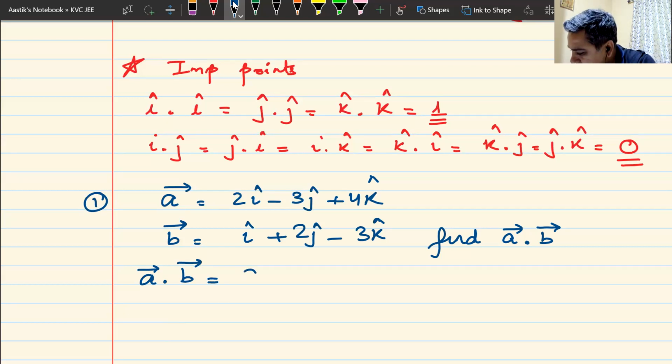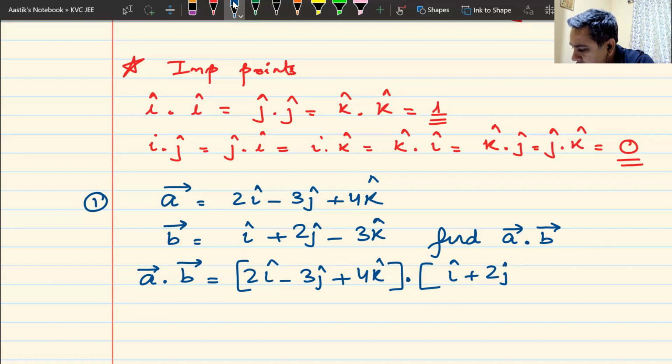This is simple maths. 2I minus 3J plus 4K, we have to dot it with I plus 2J minus 3K. I hope you remember this. So basically, you have to multiply these two. I dot I is 1, J dot J is 1, K dot K is 1, rest everything is 0. So if I dot these two, what will I get? Anyone with an answer? So this 2I will get dotted with I, I dot I is 1, so you will get 2.